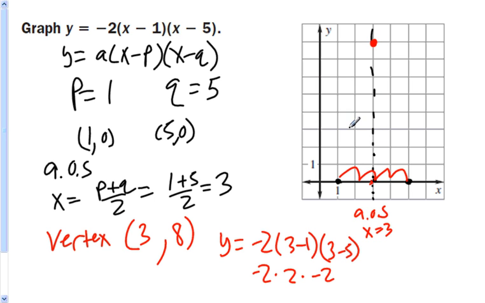So I've got my vertex, I've got my two x-intercepts. I'm going to connect these 3 points. And I've got my parabola. There's the graph.